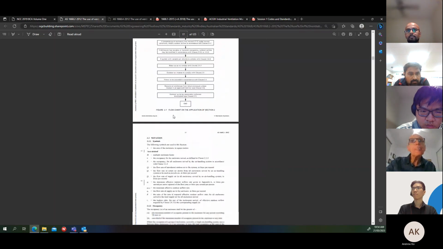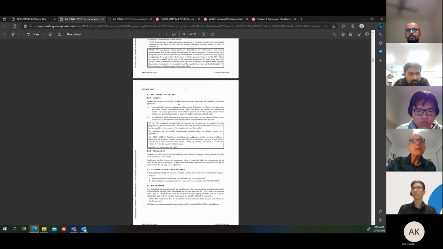Outdoor air intake locations shall be located and arranged so that under all conditions of normal operation, contamination from exhausts is not going to affect it, or the effects of wind and adjacent structures and other factors do not cause the flow rate to be reduced. Have a read through that, because this comes up again and again. What's an acceptable place for an outdoor air intake? Okay.